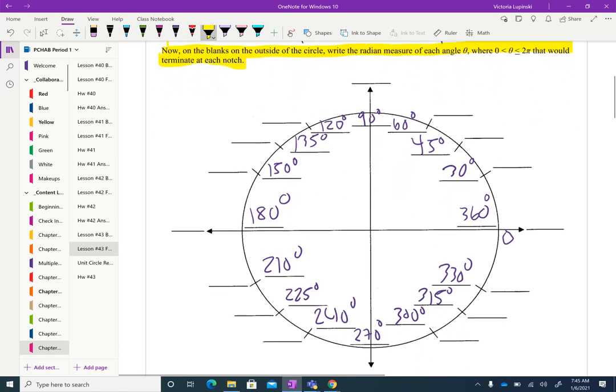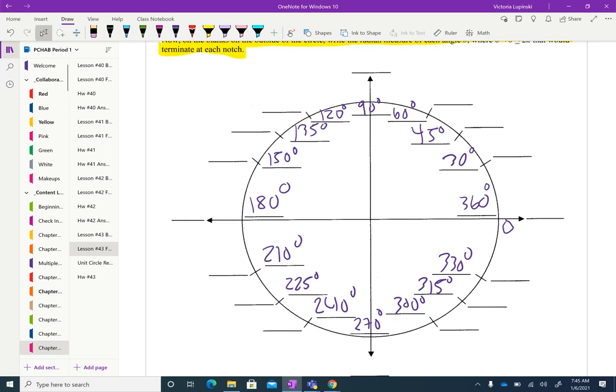So if we go around the circle the same way that we did the first time to make the 45s and the 90s, we're essentially going to count in pi over 4s. So starting with 45 degrees, that is going to be equal to pi over 4. And then we're going to go around the circle and count in pi over 4s. So if I add another 45, that brings me to 90. That's pi over 4 plus pi over 4, which is 2 pi over 4. And 2 pi over 4 reduces to be pi over 2.